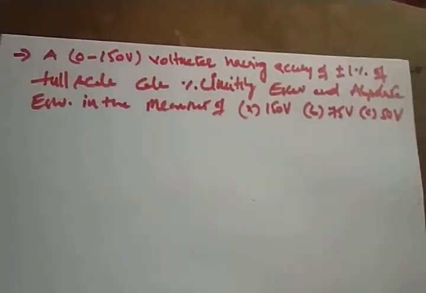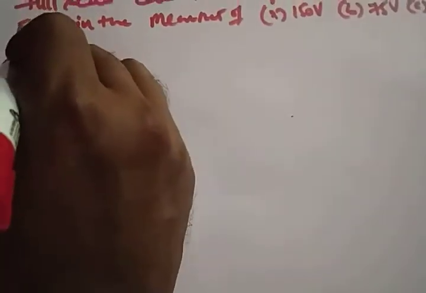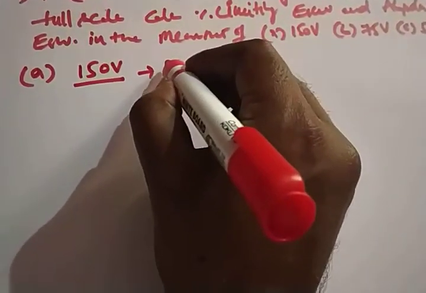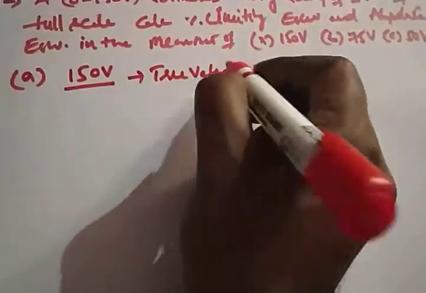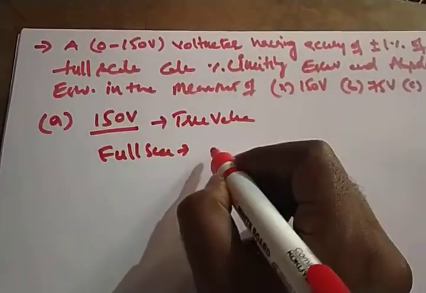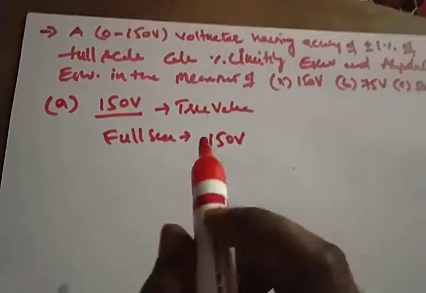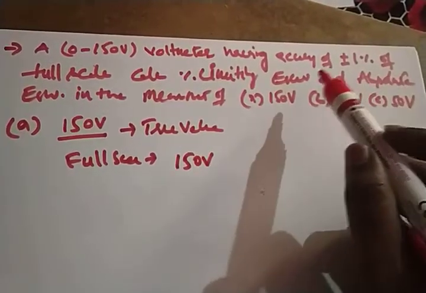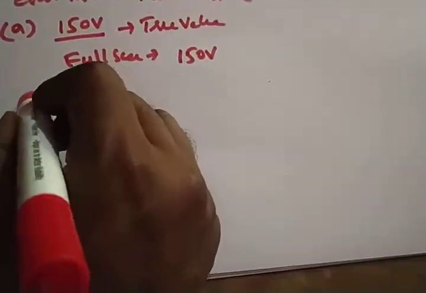Now, first, what is the true value? 150 volts. So the given true value is 150 volts. So what is the full scale reading? 0 to 150, so 150 volts is my full scale value. Now given plus or minus 1% of full scale readings, what is the percentage limiting error?